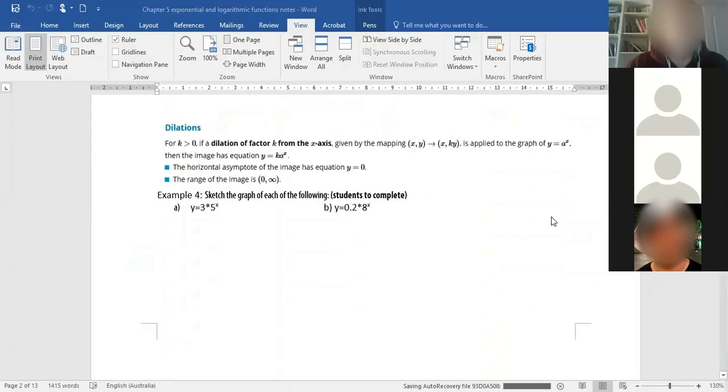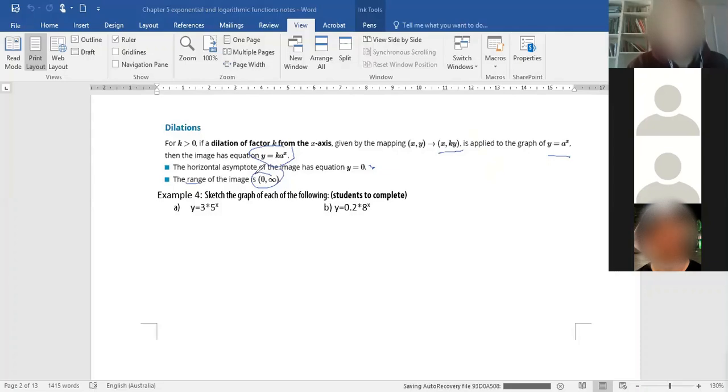Dilations. Now we know about dilations, of course. Same thing, we can dilate from the x-axis. Dilating from the x-axis, we write it on the y. We know that. And so therefore the image of this becomes y equals k, a to the x. Still y equals 0 is the horizontal asymptote. The range will be 0 to infinity.